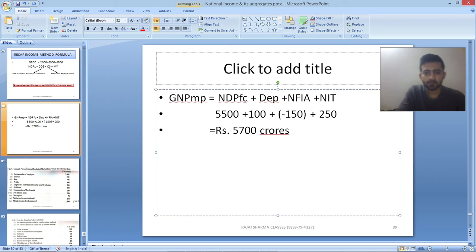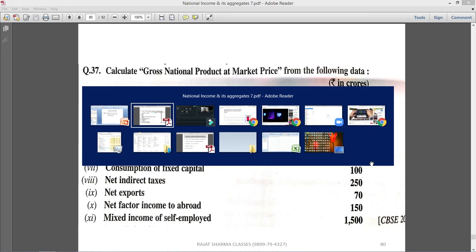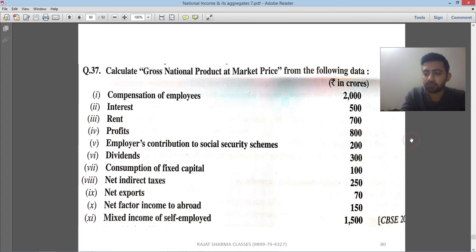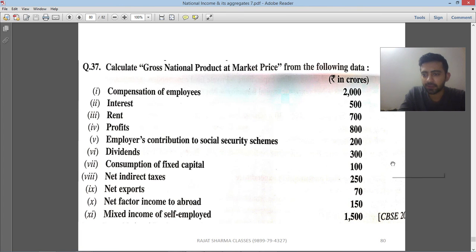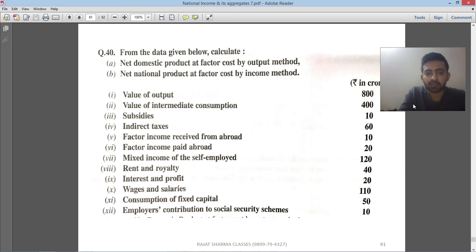Okay. I hope you're able to find out these answers. This is a 4-mark question in your CBSE board examination. Please do attempt the next question yourself. It's a mix of both income method and the product method, the one you have done earlier. Please write the answers in the comment section.